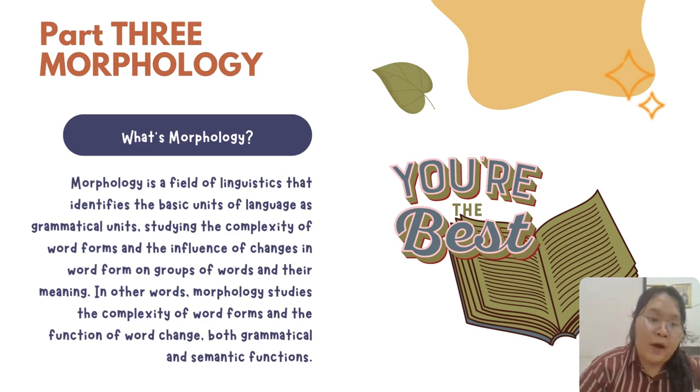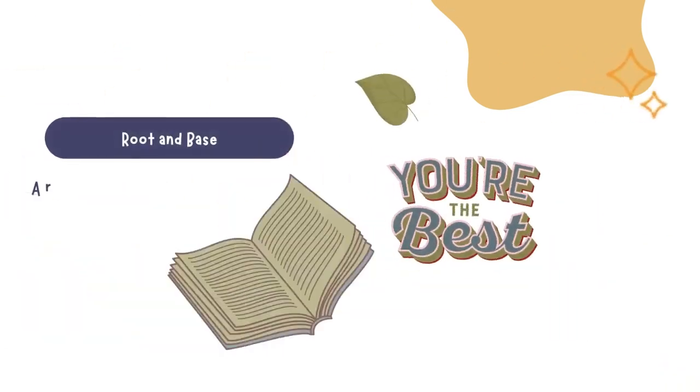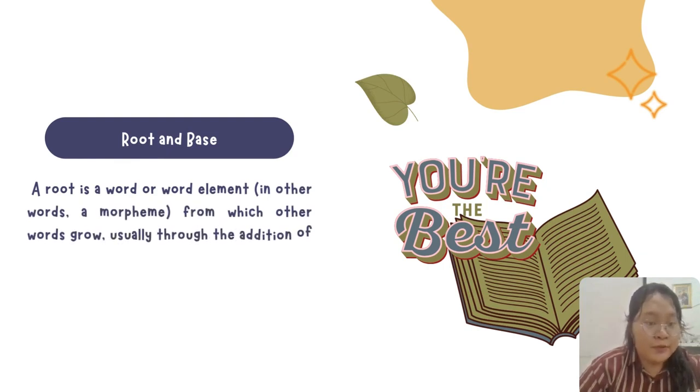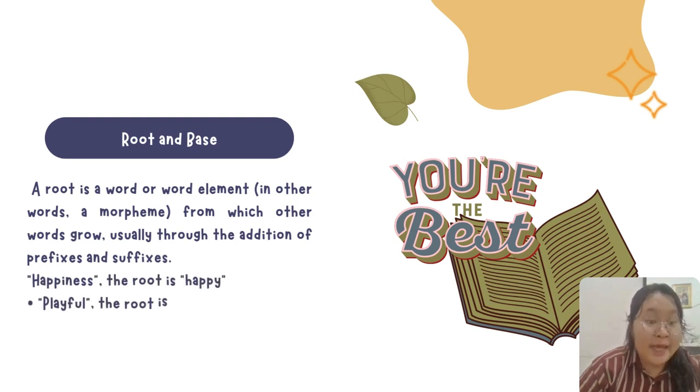First, we're going to talk about root and base. The root is a word or word element or morpheme from which other words grow, usually through the addition of a prefix and suffix. For example, happiness, the root is happy. Playful, the root is play, and lovable, the root is love.